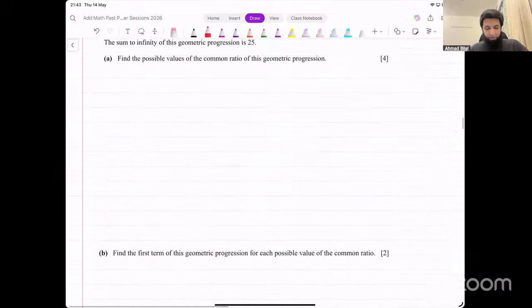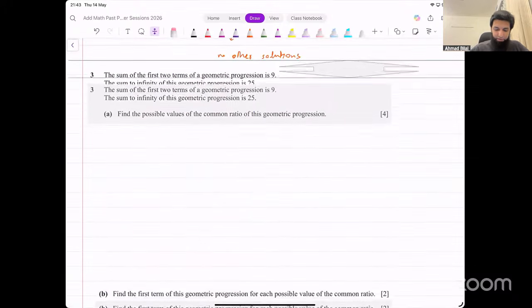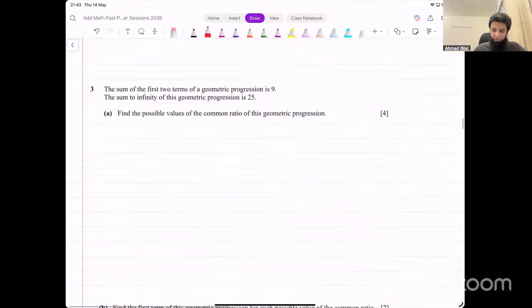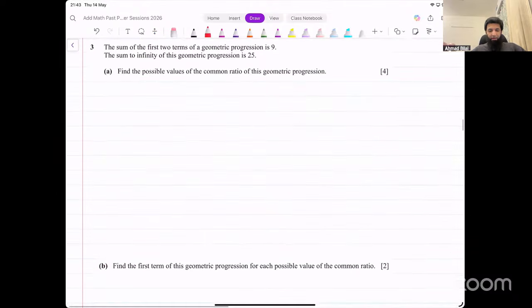Okay, let's move on to the next one now. Let's look at the next one. Question number 3 from this paper. Now we have an AP-GP question. Let's try this. This is November 25, paper 1 and 2. We were doing question number 2 earlier. Let's move on to question number 3 now.